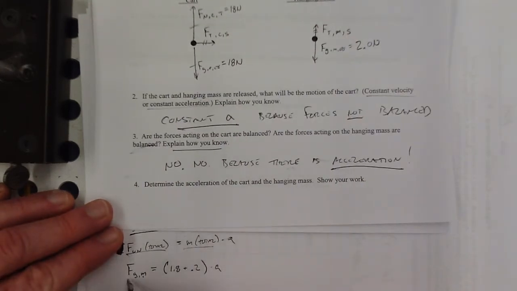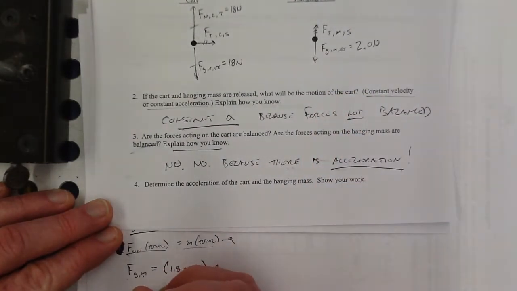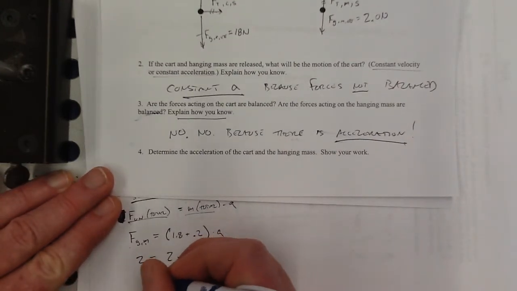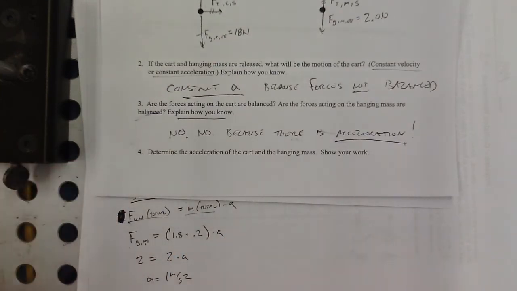So here, what's the force of gravity on that hanging mass? It's 2 newtons. And what's the total mass? 2 kilograms. You know what 2 divided by 2 is? I bet you do. So there you go. That's what we get.